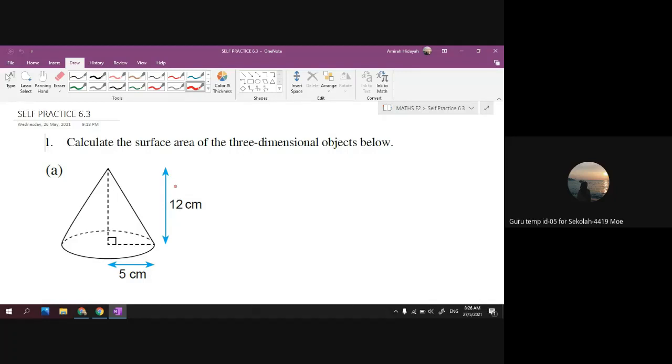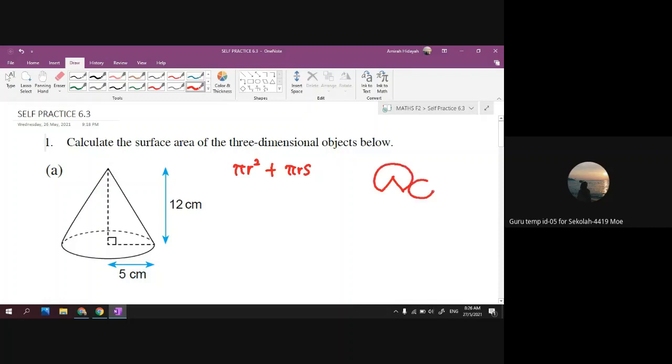So for 1A, it is a cone, right? For a cone, we know that the formula to find the surface area of a cone is pi r square plus pi rs. So where does this formula come from? Since dia punya net adalah macam ni.